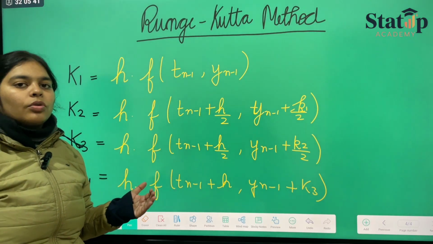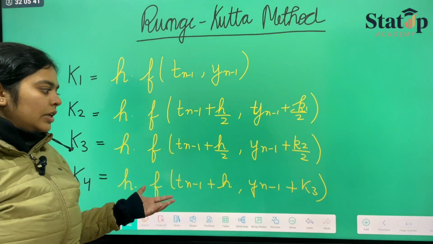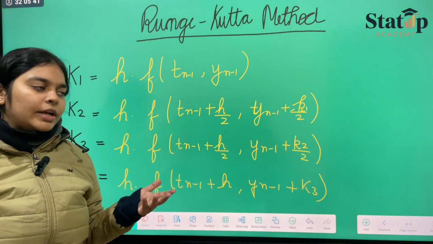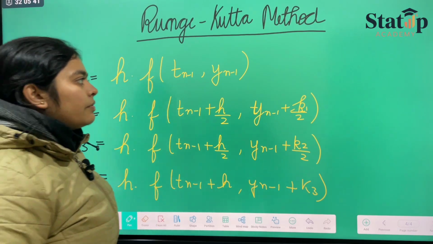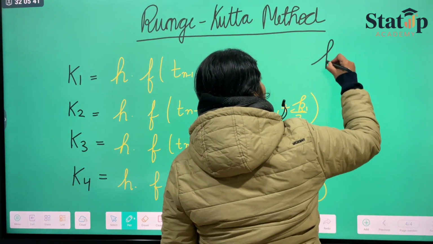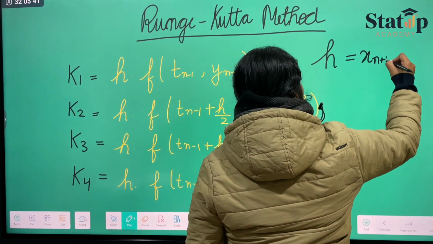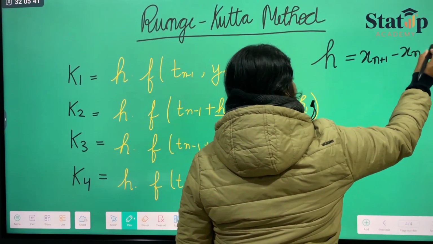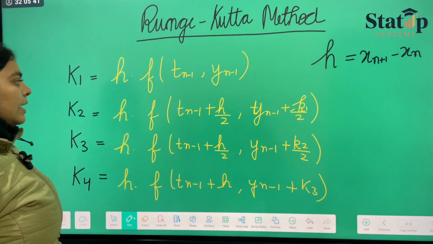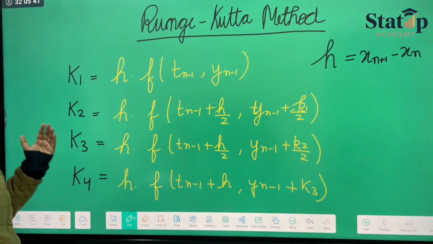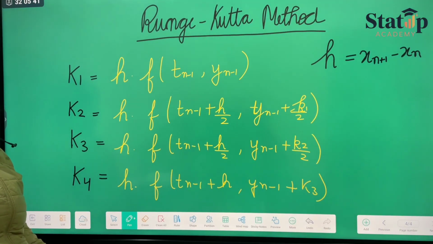Here t is the notation for x values only. When we use it in a function, we denote it by t. And h is the sample width. h is nothing but x n plus 1 minus x n, the width. And k1, k2, k3 and k4, I have told you what comes here.